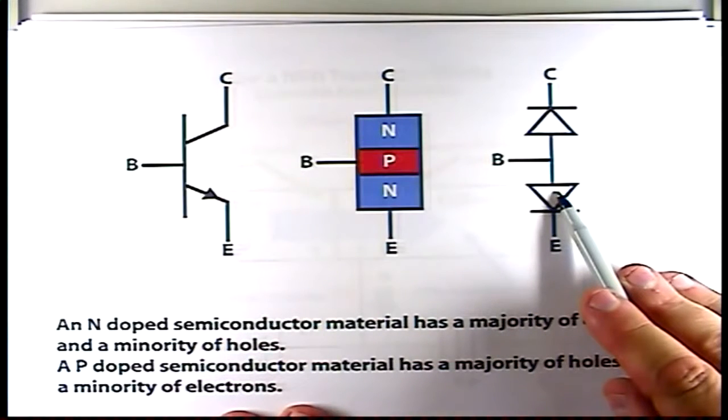An N-doped semiconductor material has a majority of electrons and a minority of holes. Now what's a hole? When you talk about an atom, some atoms have what they call loose electrons, which means in the outer valence shell of the atom you can lose an electron that goes off into space because it's attracted by a positive electric field or something that makes it leave the atom.